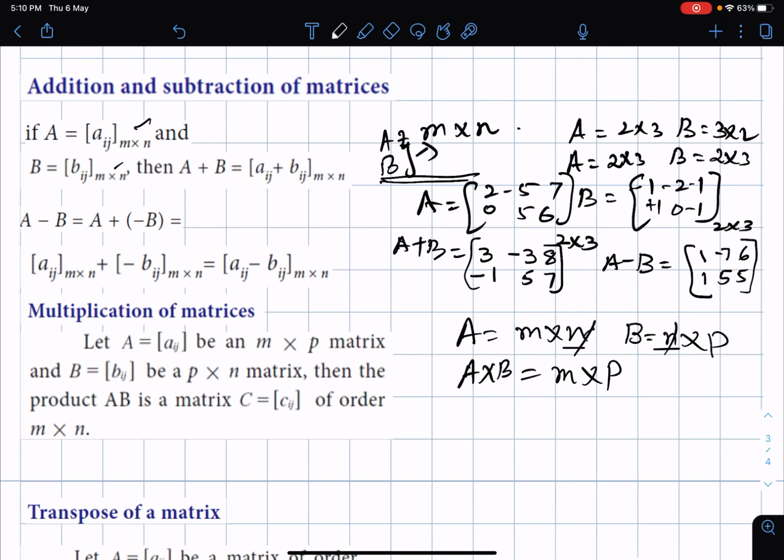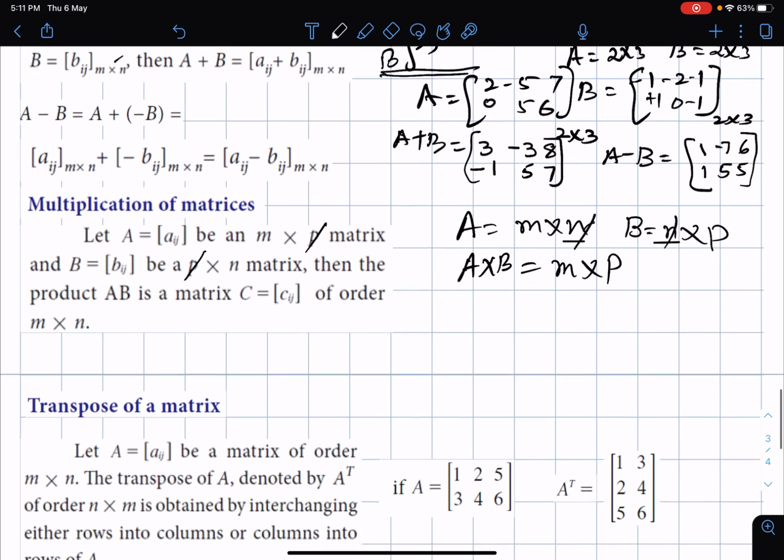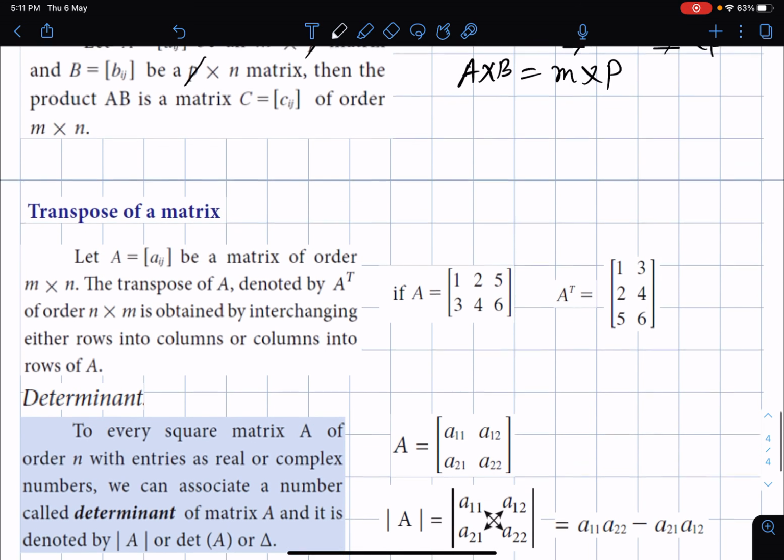When can you multiply two matrices? A is m cross p and B is p cross n. Then the product AB is C of order m cross n. So this p and this p get cancelled, and you get m cross n. Okay. Now, the actual multiplication we are not going to see here.